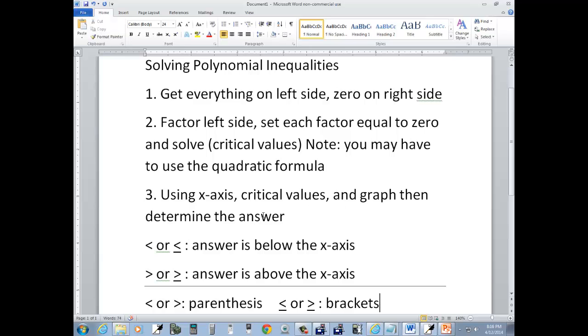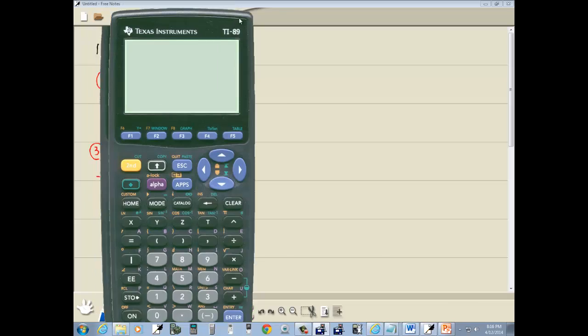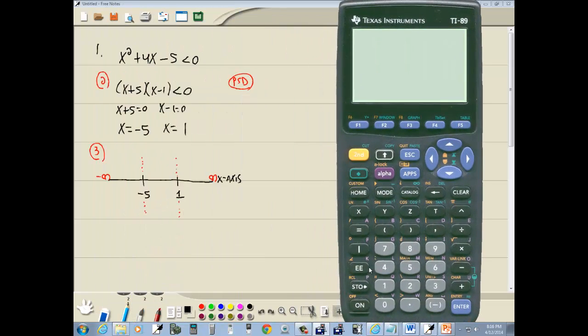And the graph. So let's graph this and see what it looks like. Okay, so I'm going to go to my y equals. So do diamond F1. If I have something on y1, I'll highlight it and press clear. I just up arrow to highlight it. Okay, then I want x squared, so I do my x key caret 2 plus 4x minus 5, and then I'm going to press enter to save it. And then I want to graph it, so I do diamond F3.